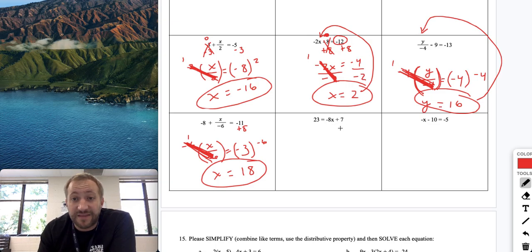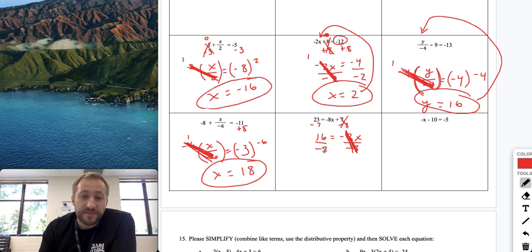Step number 1, eliminate the constant on the side with the variable. This plus 7 is on the side with the variable, with that x. So I'm going to get rid of that plus 7. I'll do that by subtracting 7. Subtract 7 over here. 23 minus 7 gives me 16, equals negative 8x. I have to get rid of that negative 8 because it's with the variable right now. I'll divide both sides by negative 8. Remember how the number doesn't change. It's still negative 8 and negative 8. I'm just dividing by that negative 8. Do the same thing over here. 16 divided by negative 8 is negative 2, equals x.